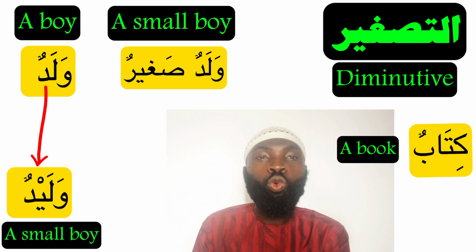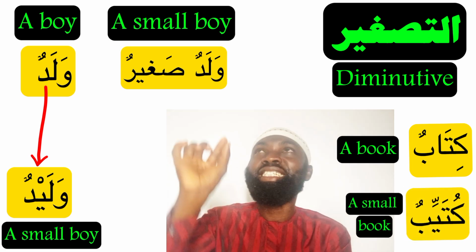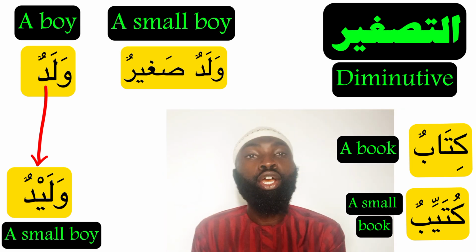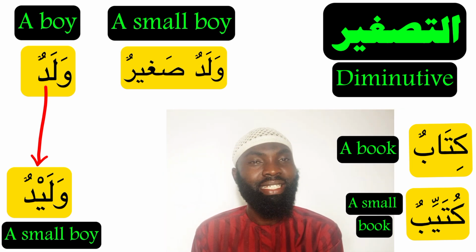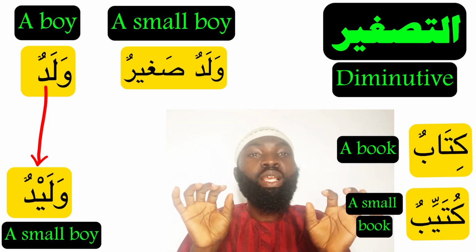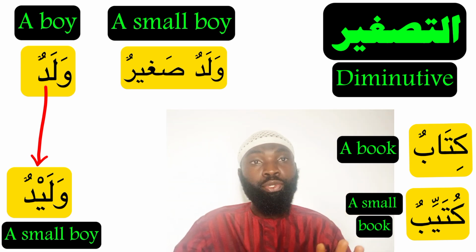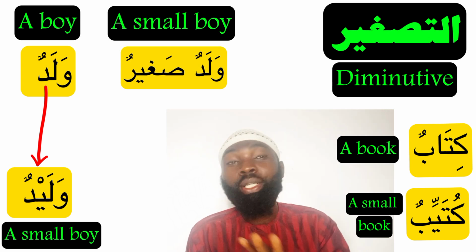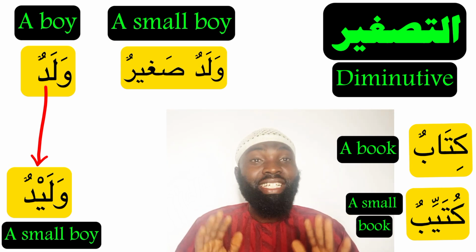Kitabun, a book. Kutayyibun, a small book. Can you see? Najimun, a star. Nujaimun, a small star. Can you see? So this is a way of making nouns to look small or even endear to you. And this is a topic we shall be discussing today. And this is going to be a very short discussion, inshallah.